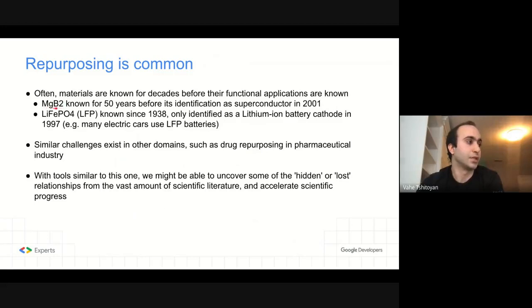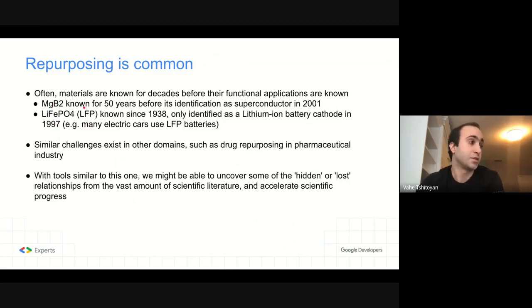So this magnesium diboride was known for 50 years before people found out that it was a superconductor. Or this lithium iron phosphide was known since 1938, and only in 1997 this was identified as a lithium ion battery cathode, and this is one of the highest density lithium ion battery cathodes these days that you can find in many electric cars, where you want high power density per weight or per volume.